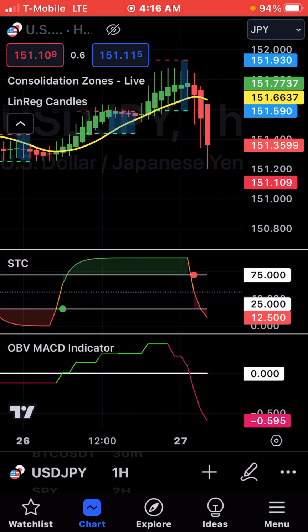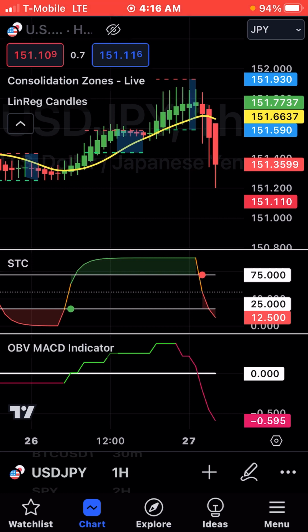So using forex, what you want to do is focus on the moments when the candles are either above the linear line or below the linear line. And I also have consolidation zone on here as well. That's another optional indicator, but it helps find the moments when things are consolidating. You don't want to do any trades when it's consolidating.